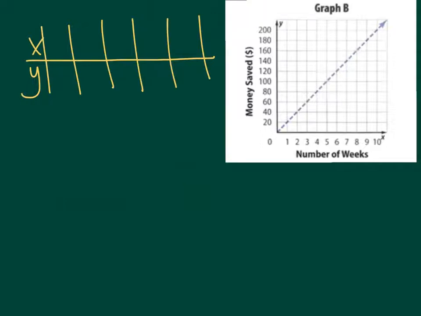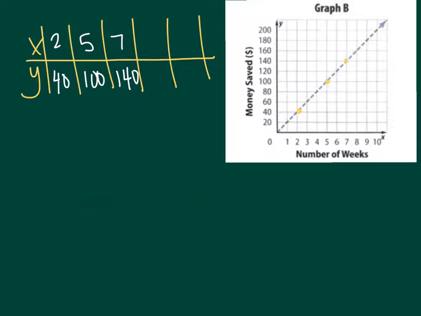So I'm going to jump over and I'm going to see that I've got 2 and 40. So 2 weeks, I would say $40. And after 5 weeks, it appears as though I have $100. 5 and 100. And 7 weeks is 140. 7 weeks is 140.